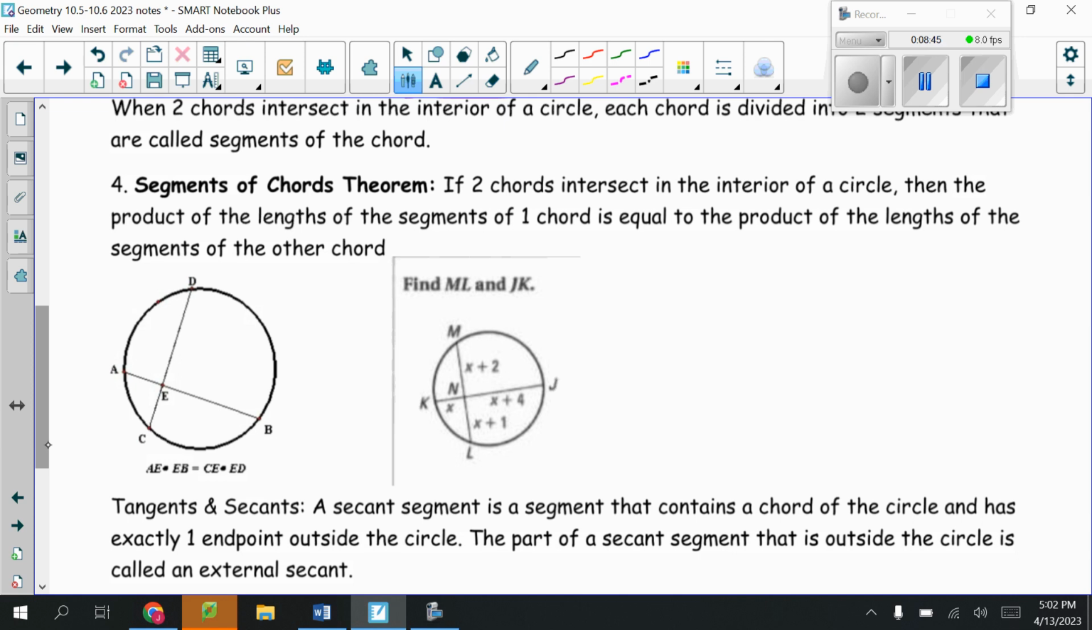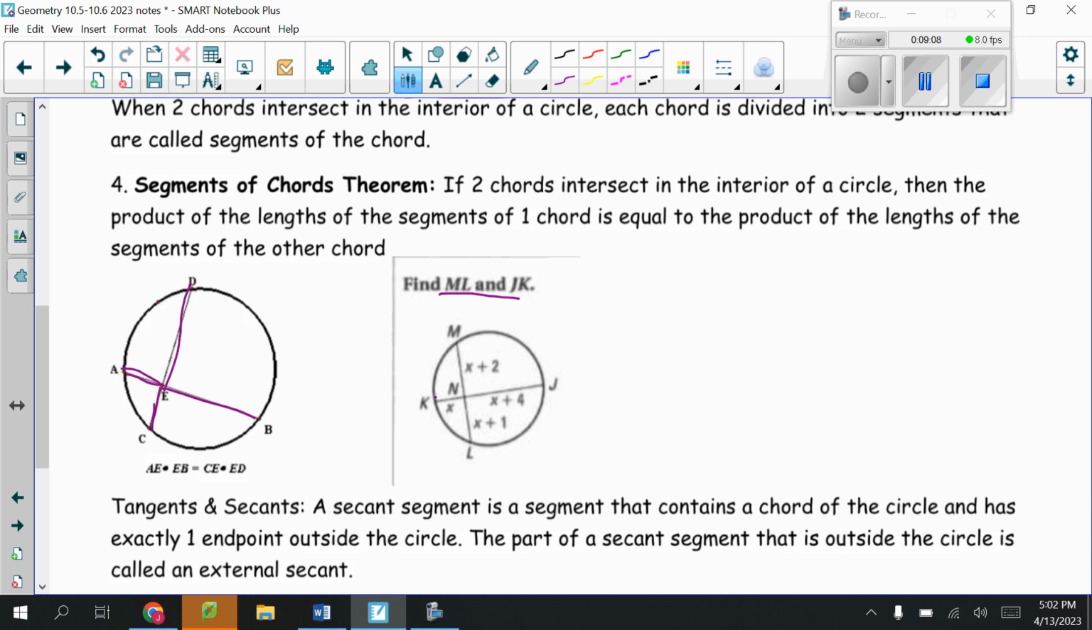So in this picture, I have my 2 chords. So the first chord, I get AE, and I multiply it by EB. That's going to equal the second chord, EC, times DE. So let's try one of those examples. Here we want to find the measures of ML and JK. So first to do that, I have to find out what X is.